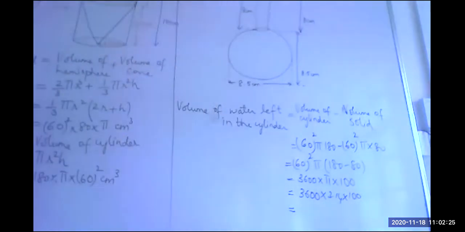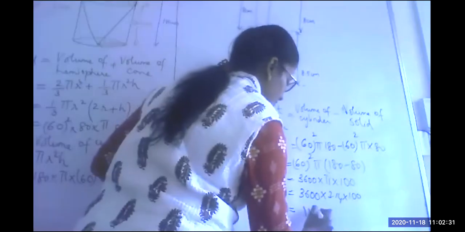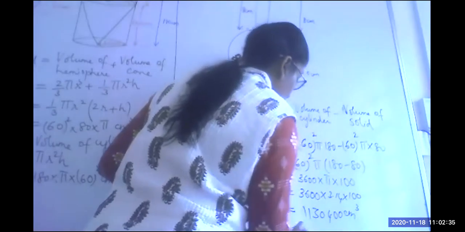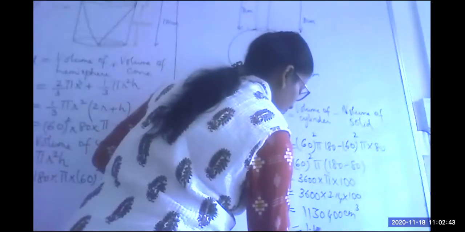Oh my God. Okay, so this you can simplify and finally you will get the answer as 1130400 so many centimeter cube. If you know the conversion between meter cube and centimeter cube, you can also say that it is 1.130 meter cube.